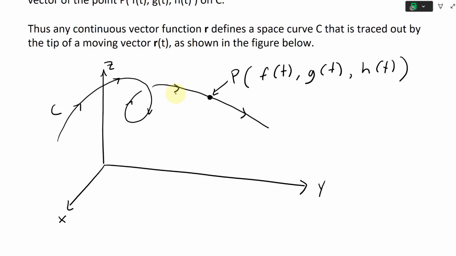Then r is the position vector. The curve C is traced out by the tip of a moving vector. That moving vector is a position vector that goes all the way to this point P on it. So this is r of t, in vector components, in triangle brackets. That's a point, and this is a vector: it has direction and length.